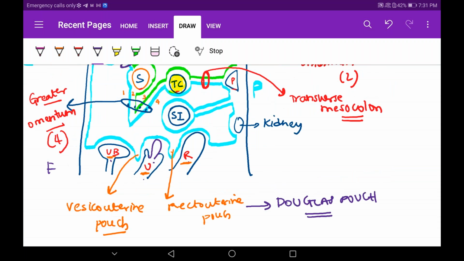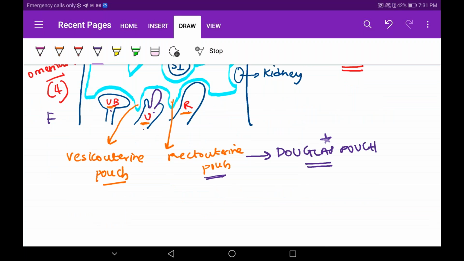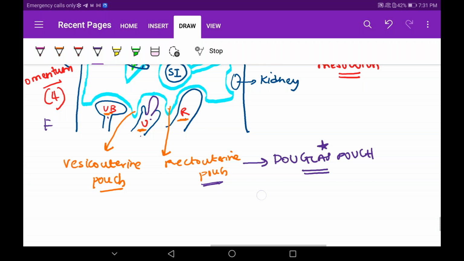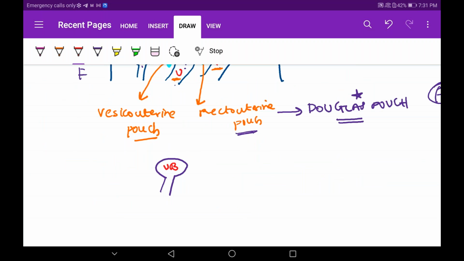So what are the two pouches? Vesico-uterine, recto-uterine pouch. Recto-uterine pouch, another name Douglas pouch, which is a very important VSAQ, seen in the females. Now, in the males, nothing much is there. In the males, this is the urinary bladder, and then we have the rectum. So only one pouch will be there like this.